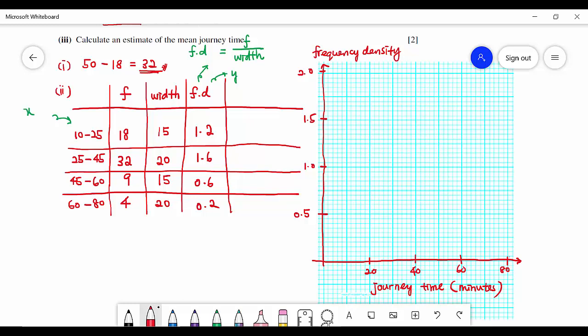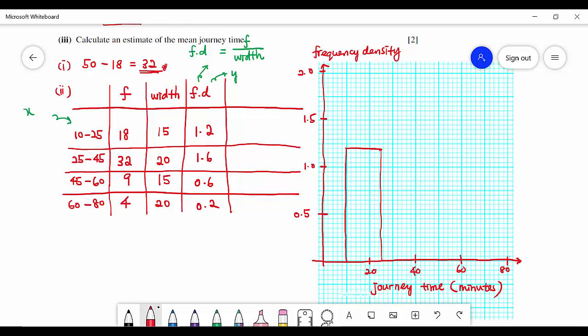Now for the first class, from 10 to 25, the frequency density is 1.2. So 10 is here, and 25 will be the center between 20 and 30, so it will be roughly here in the center. The height will be at 1.2. Then from 25 to 45, the height will be 1.6. So the 1.6 will be somewhere here.